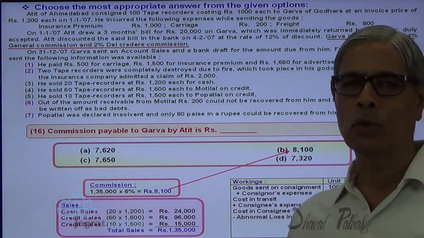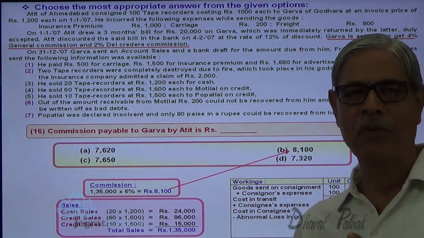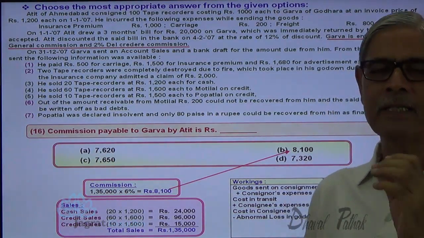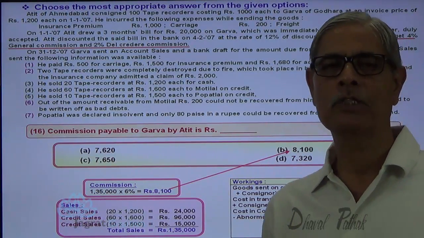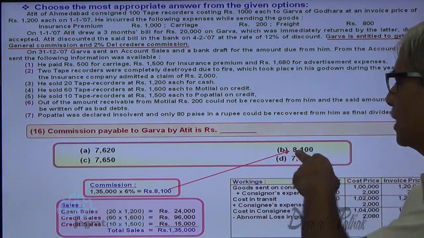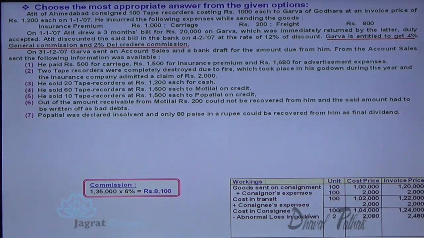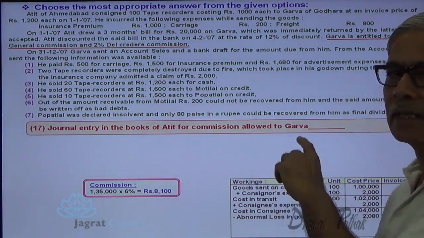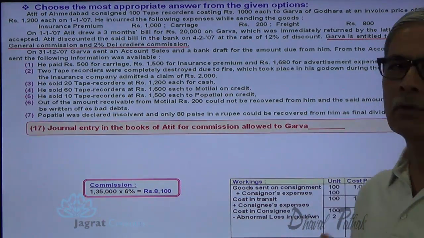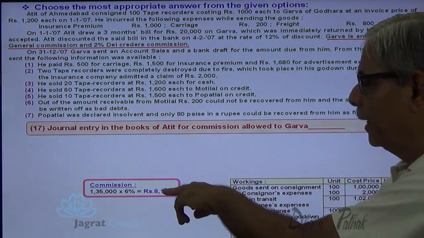So commission payable to Gaurav at the rate of 6%. In that 2% is Del Credere commission, wherein the responsibility of bad debt loss is transferred or shifted to the shoulders of the consignee. And so this is the commission payable to the consignee, 8,100. Now, journal entry in the books of Atit, consignor, for commission to Gaurav. So commission to be paid to consignee, that is how much? 8,100.